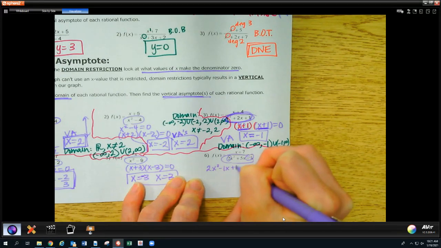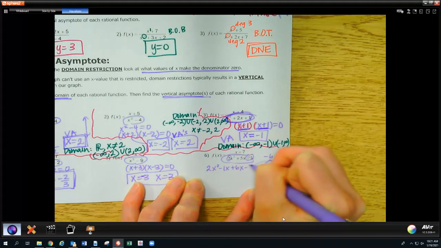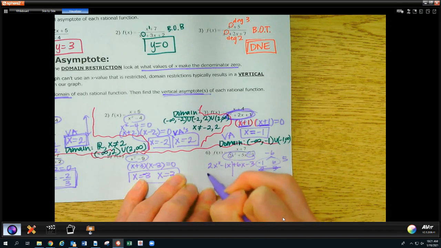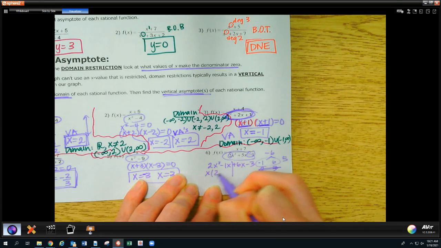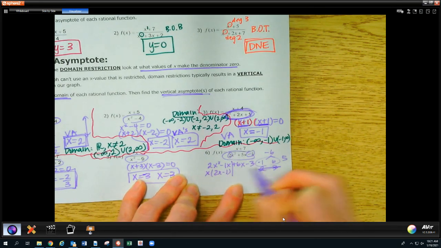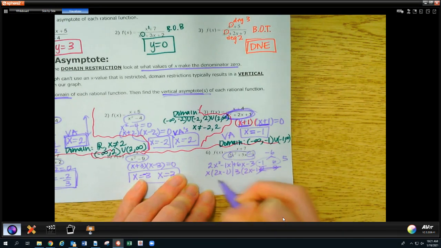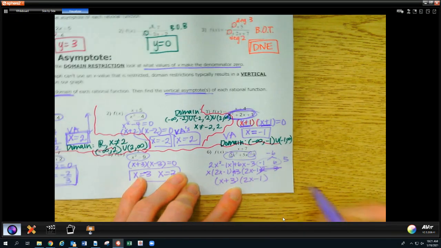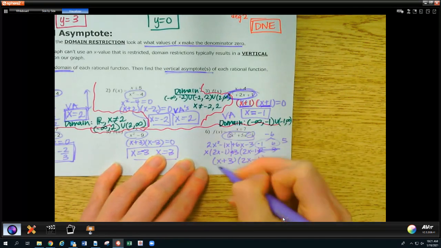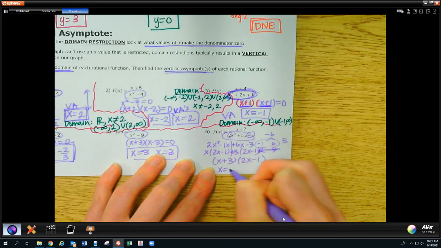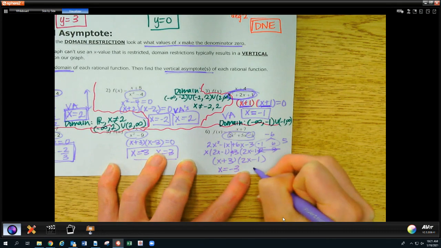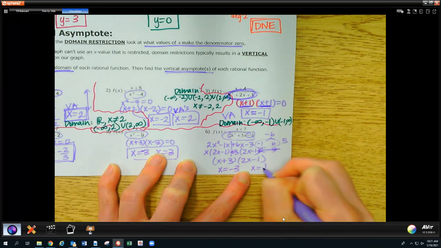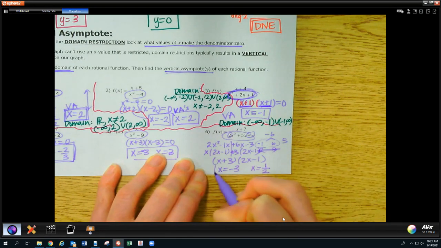-1x plus 6x, and then factor by grouping. For here, we can factor out a 3. And so x plus 3 is one of our factors, and 2x minus 1 is the other. And so one of our vertical asymptotes is x equals -3. The other is x equals +1/2.